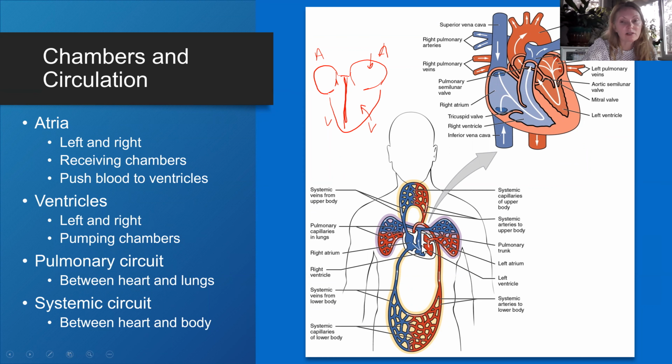Your heart will pump blood to the lungs, and we call that the pulmonary circuit. It's the circulation between the heart and lungs. I try to make this line straight, I swear. Or your heart can pump blood to your entire body, and we call that the systemic circuit. Systemic because it brings blood to your body systems, and pulmonary means lungs, so that brings blood to your lungs.